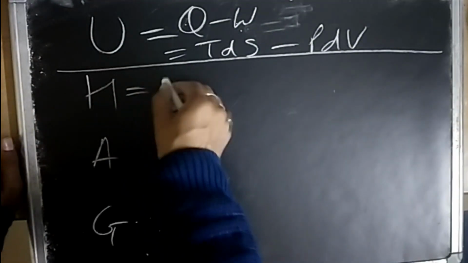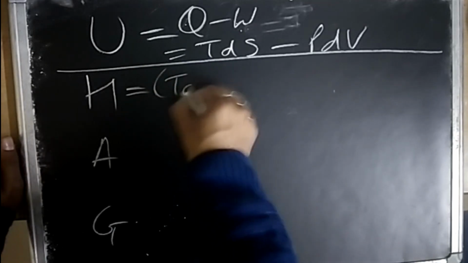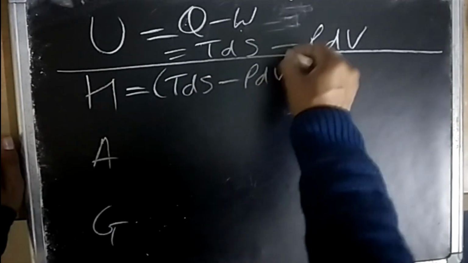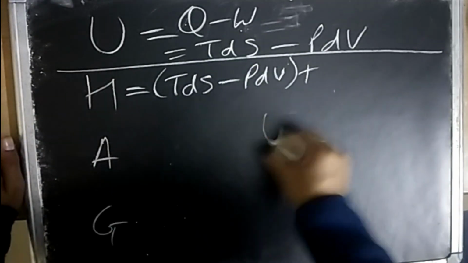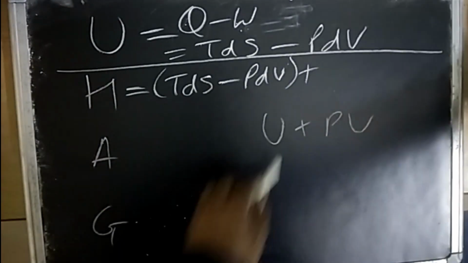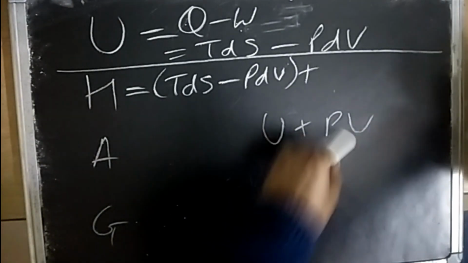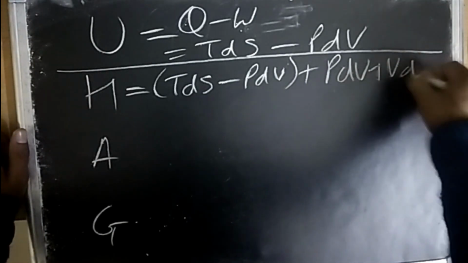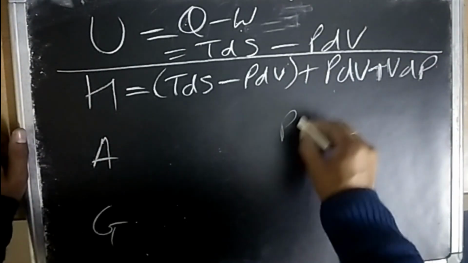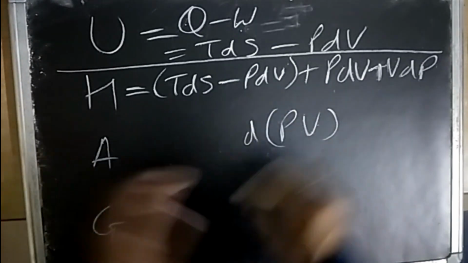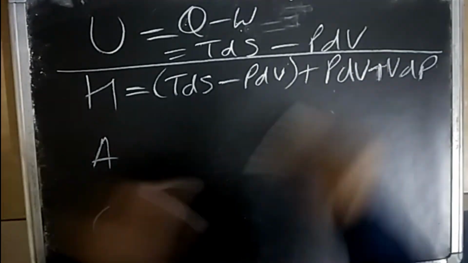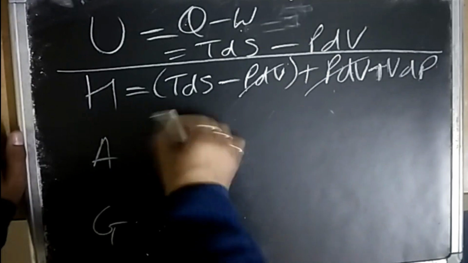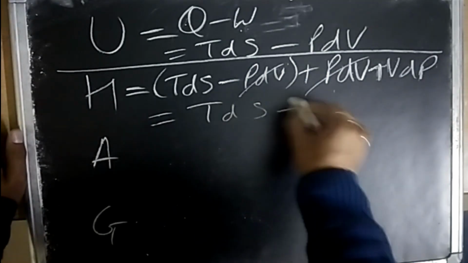Now for H, it is U plus PV. So I will write again U, whatever I got, plus delta of the whole PV, which will be PdV plus VdP, because this is PV whole, so I just use the product rule. Now PdV cancels, so this is TdS plus VdP.